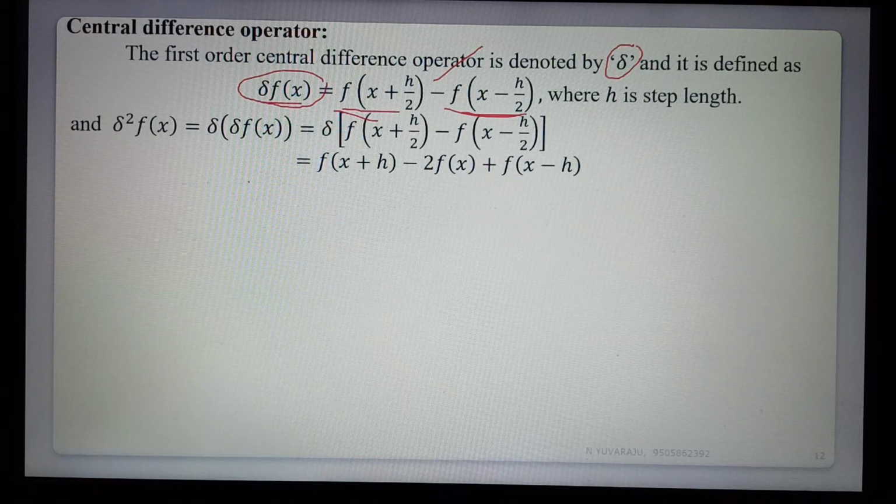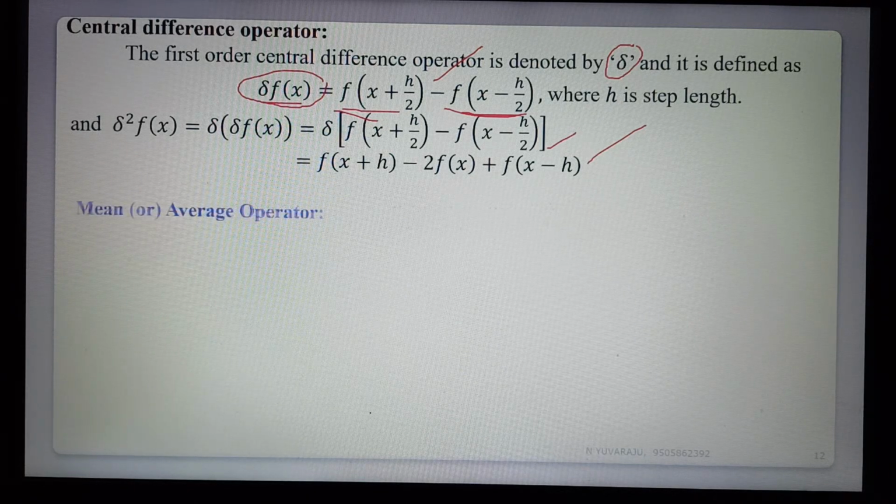For the second order, delta square f of x is equal to delta of delta f of x. That is equal to f of x plus h minus 2 into f of x plus f of x minus h. This is the second order central difference.